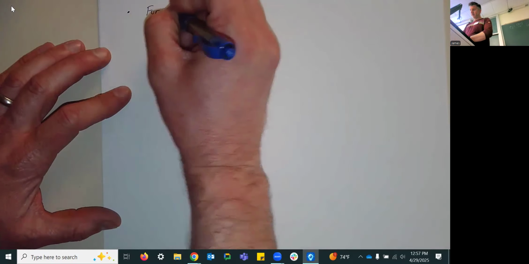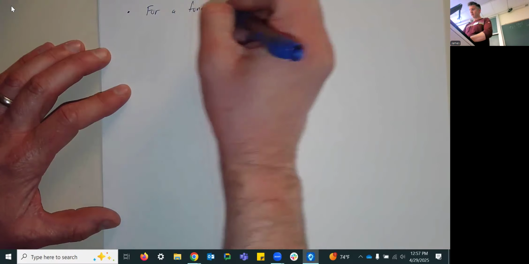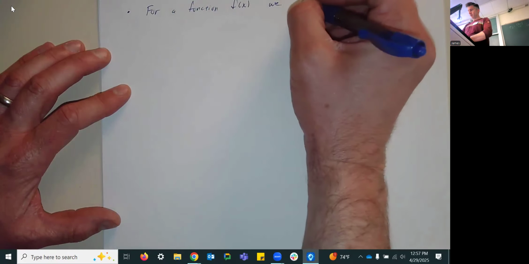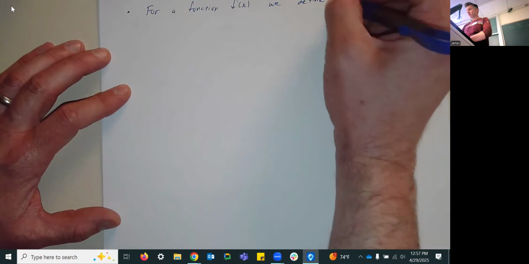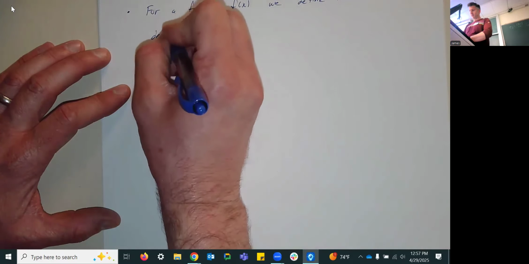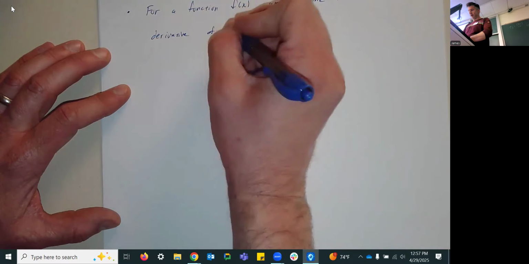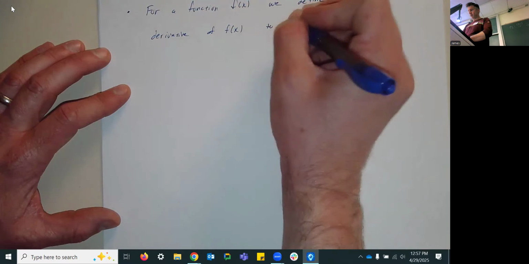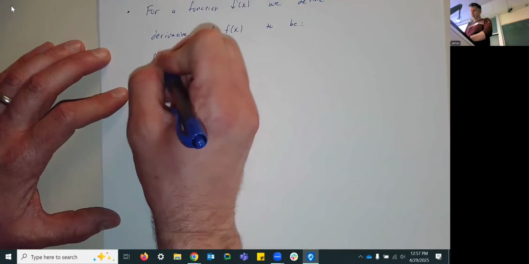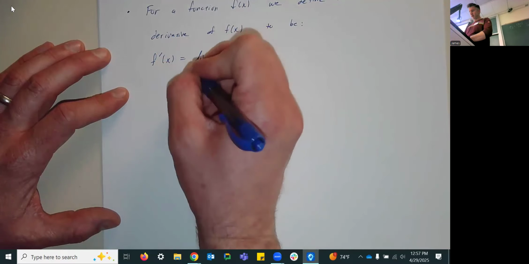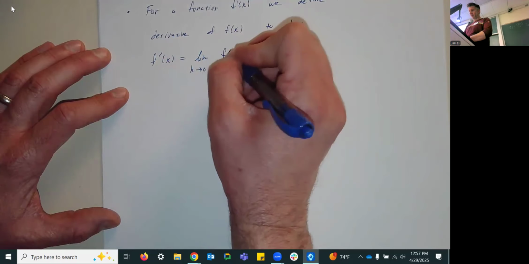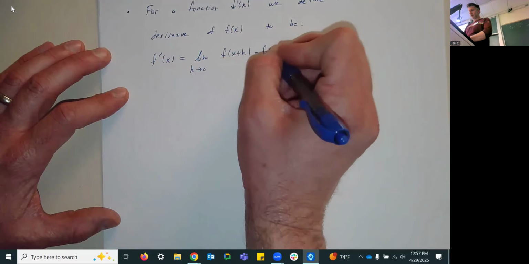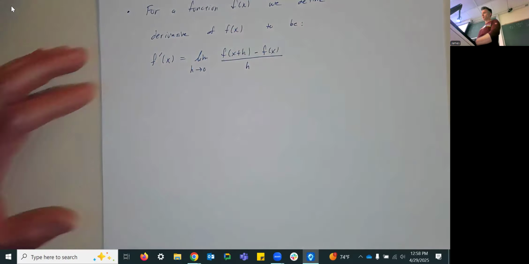So what we've been talking about this whole time without saying the words is what's called the limit definition of the derivative. So for a function f of x, we define the derivative of f of x to be f prime of x equal to the limit as h approaches 0 of f of x plus h minus f of x, all divided by h.